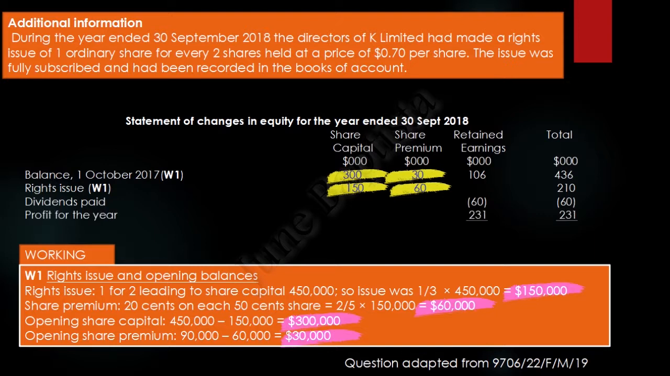Profit for the year as per the income statement drawn up in the last slide $231,000. Therefore, the balances at 30th September 2018 were share capital $450,000, share premium account $90,000, retained earnings $277,000, and a grand total of $817,000.